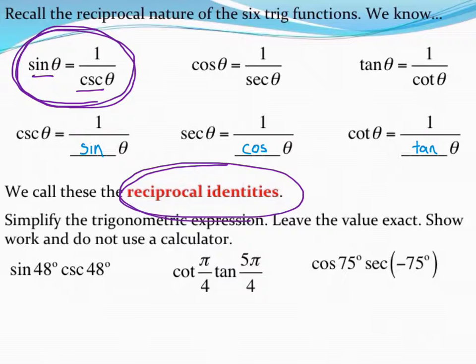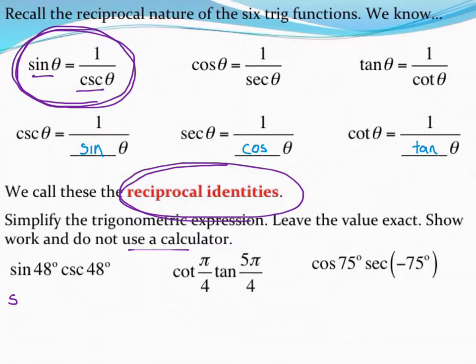So, for example, down here I have the sine of 48 degrees times the cosecant of 48 degrees, and I want to find an exact value of this, and I don't want to use a calculator. So what I notice is that both of these are the same angle. Now that's going to be key to doing these problems. What we'll do in the next couple examples is take a look at what to do if those are not the same angle. So here's what I have.